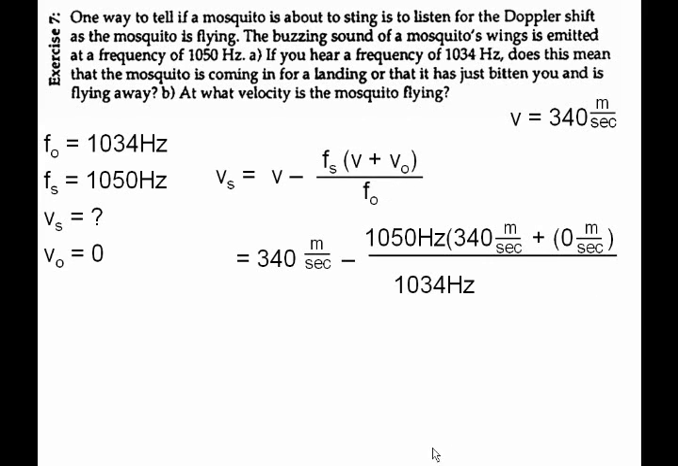Plugging my numbers in, this time the hertz are going to cancel out, and I have meters per second minus meters per second. And we end up with a negative number, and that negative means it was moving away, like we had thought.